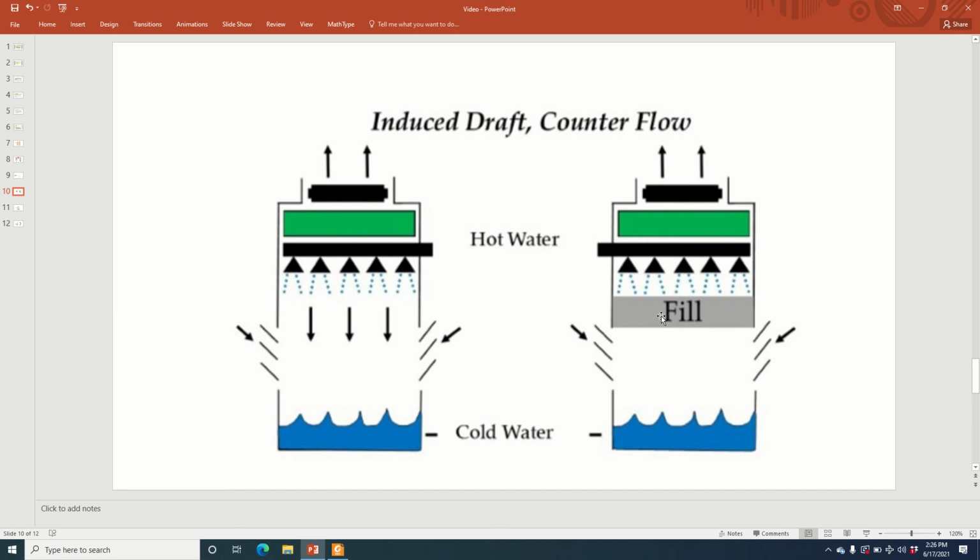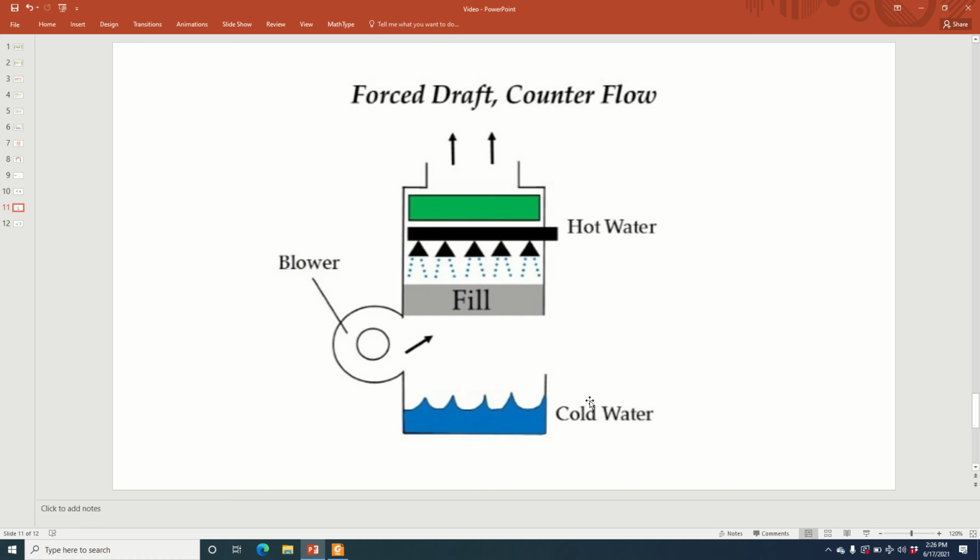And in this second figure, a fill is shown. These fills enhance the heat transfer rate, and they are usually made of plastics and wood materials. The basic purpose of this fill is to increase the surface area so that heat transfer may be increased.